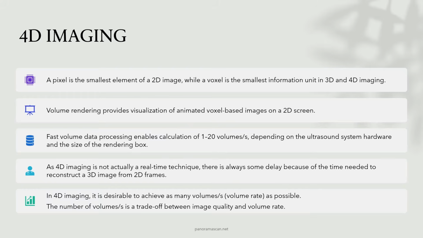However, there is a trade-off between image quality and volume rate. Higher volume rates may result in lower resolution, as fewer details can be captured per second. On the other hand, a higher image resolution typically results in a lower volume rate, meaning that the scan process takes longer. Understanding this balance is key to optimizing 4D imaging for clinical use.